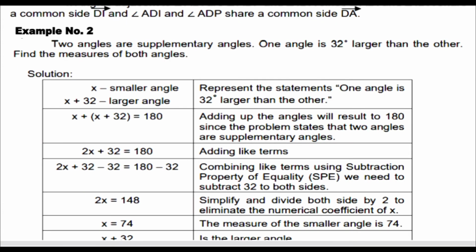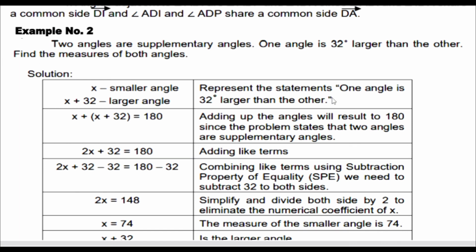Let us have another example. Two angles are supplementary angles. One angle is 32 degrees larger than the other. Find the measure of both angles. Let us have the solution.